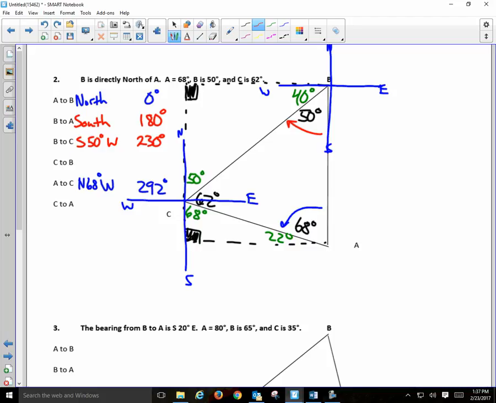Northeast, C to B. From north, how many degrees to the east? 50, which is 50 past 0 or 50. General direction of C to A. Southeast. From south, how many degrees to the east?